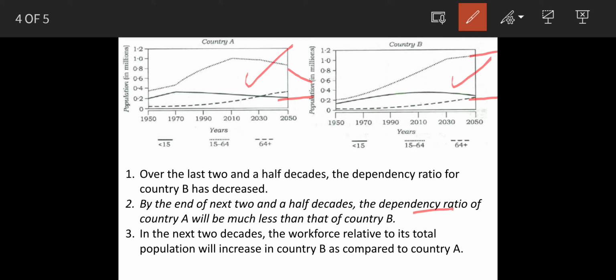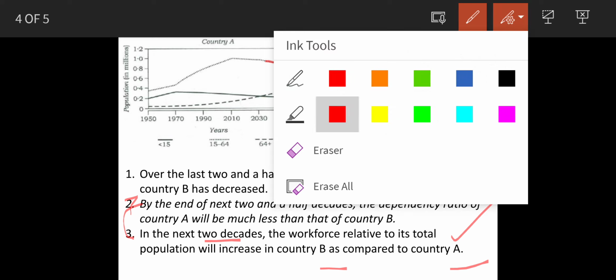You can check the figures from the graph also, but that much time will not be there in the exam, so I am not going into those details. Then the next one is, in the next 2 decades, the workforce relative to its total population will increase in country B as compared to country A. This is actually the reverse of the second statement, because here the workforce is increasing and this is constant, and here it is on decline and this is constant. So this statement is also correct.